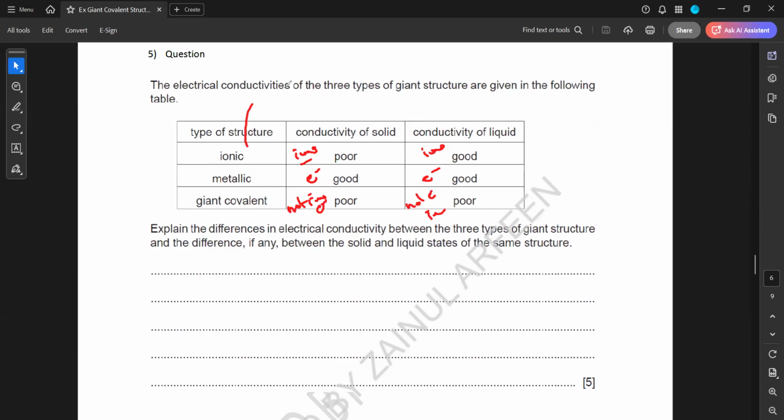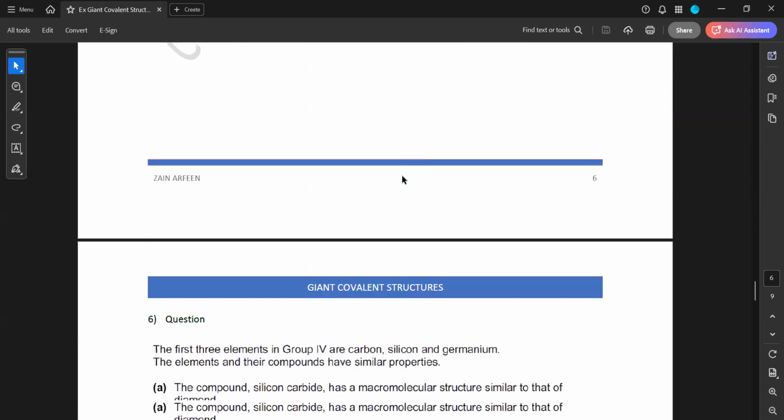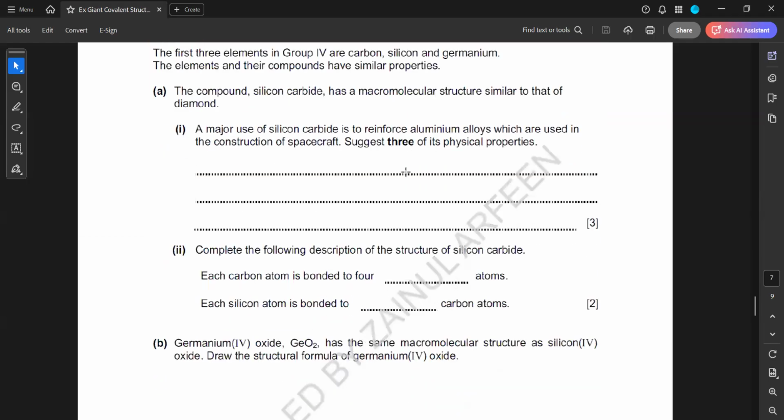So an ionic compound does not conduct electricity in solid because ions are there but not free to move. It can conduct electricity in a molten state because ions become free to move. Metallic contains electrons and electrons are free to move in both solid and molten state. But for giant covalent, there are no free electrons or ions. You have to use the term both, like no electrons and ions to move. That's why it cannot conduct electricity.